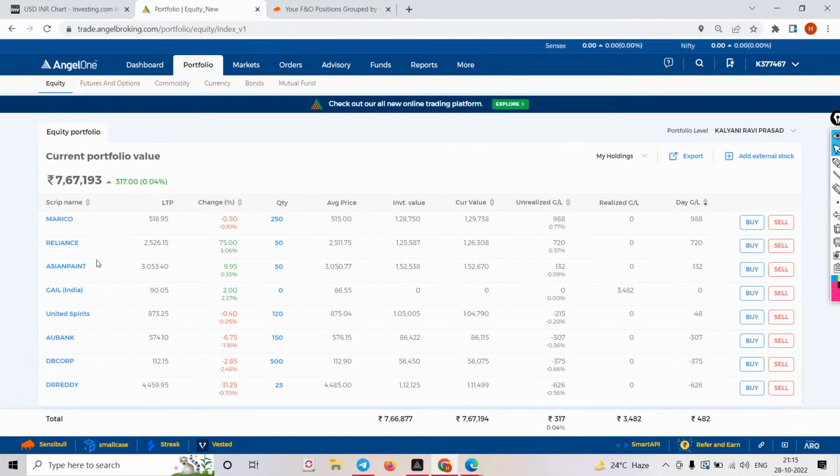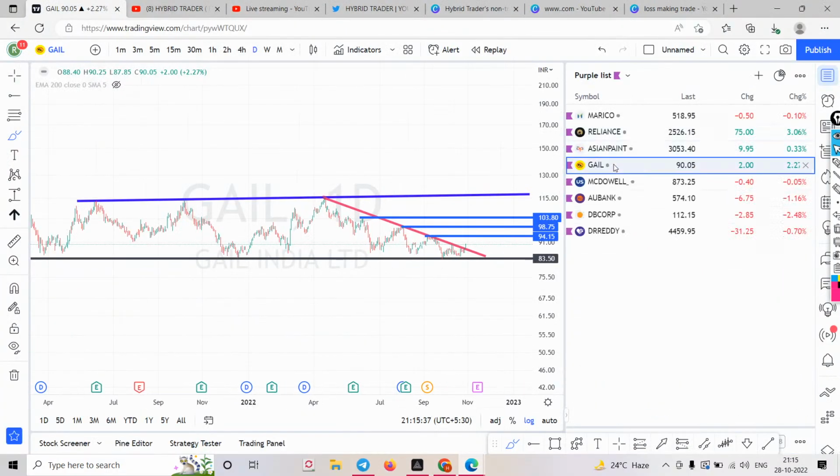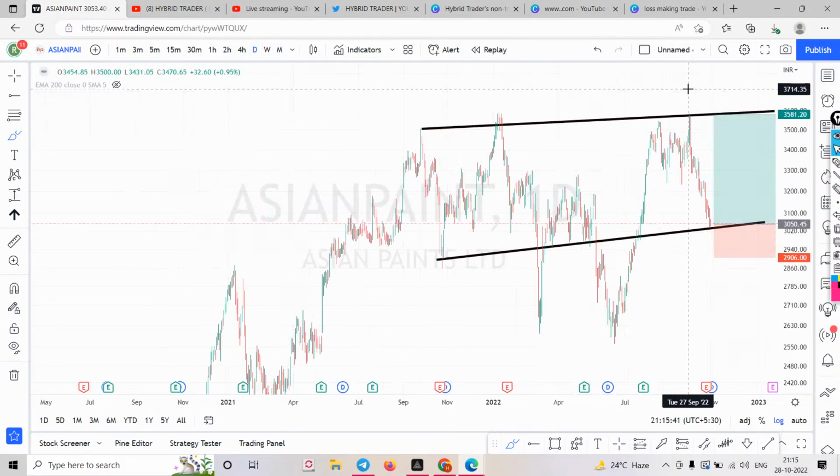Now, why did I take Asian Paints? This is very important, right? Even Asian Paints is in plus. Why did I take Asian Paints? Let me show you the price action in Asian Paints. This is all about price action. I'm showing you all my real tricks. Price action, that's the secret.